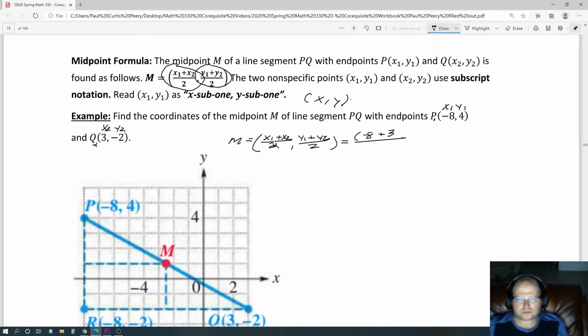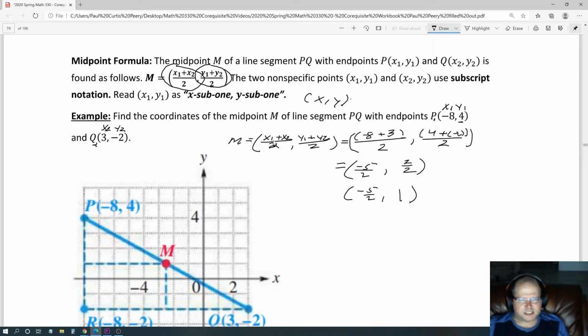Okay? And then we're going to divide that by 2. I'll even plug in the other side where it has the y's. So we're simply going to find the y1, which in this case right here is a 4. All right? And then we're going to add in the y2, which is a -2. I know that looks terrible, but that's a -2. And then we're going to divide that by 2. Okay, so -8 plus 3 is -5 divided by 2. And 4 plus -2 is a 2. And 2 divided by 2 is 1.